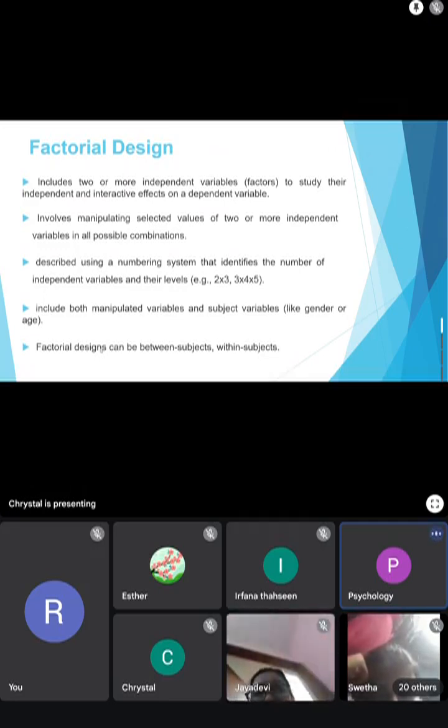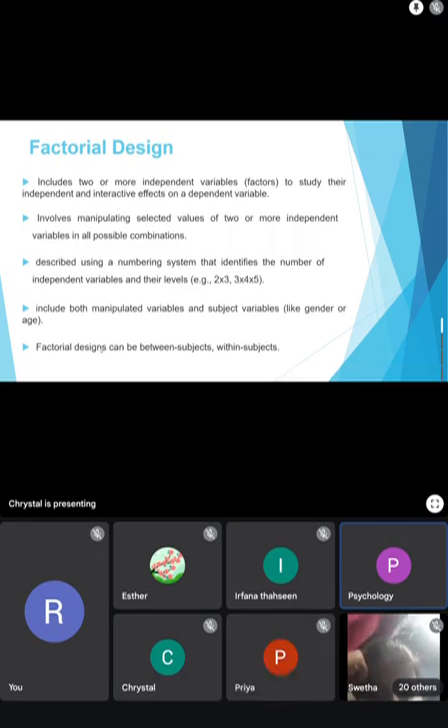The study can be between the subjects or sometimes even among the subjects, so it leads to a multitude of options. Again, factorial study is from mathematics. The basics are derived from maths only.